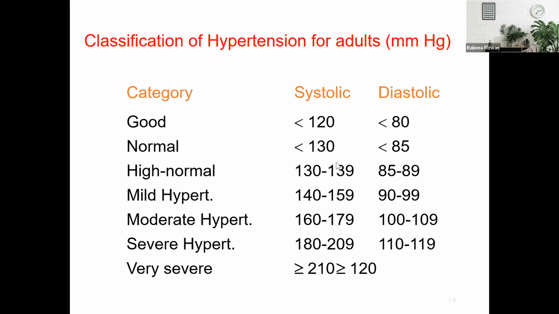And what are the normal ranges of the blood pressure? That is less than 130 by 85 millimeters of mercury. But the ideal is less than 120 by 80 millimeters of mercury. So what is meant by this?